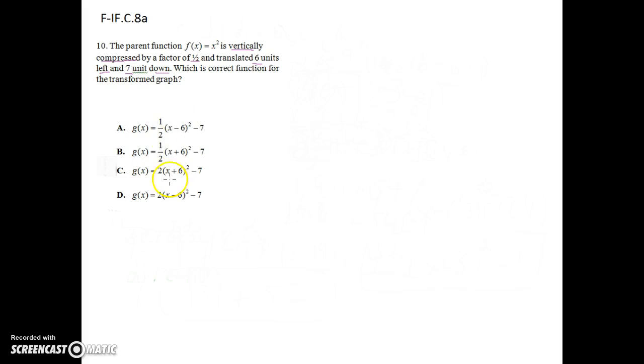Easiest thing to do with multiple choice is ignore them for now. Write it out ourselves. They're using g of x, so we will too. Compression of 1/2 means it gets multiplied by a half. Parentheses x, we look for either left or right. It's going left. Left means plus. Plus 6 squared. Going down, so minus 7. So we take a look, which one matches ours. C and D have 2's, not 1/2's. A has a minus, which we don't want, so it's got to be B. So B is the one that matches up with ours.